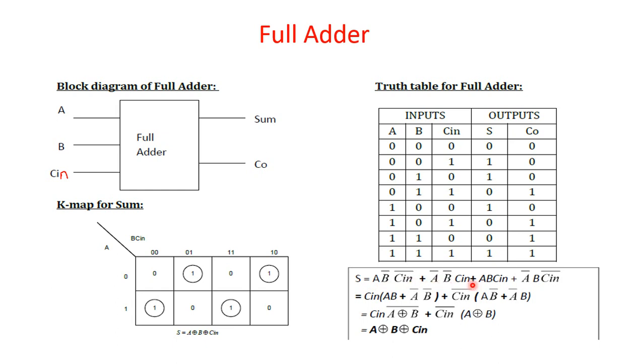Now S, that means sum, equals A B bar C in bar plus A bar B bar C in plus A B C in plus A bar B C in. From this, C in is common. If I take C in common, I get here AB plus A bar B bar, and similarly here also C in is there, so I take C in common, A B bar plus A bar B. So this is like an XOR. The output of the sum is A XOR B XOR C in.